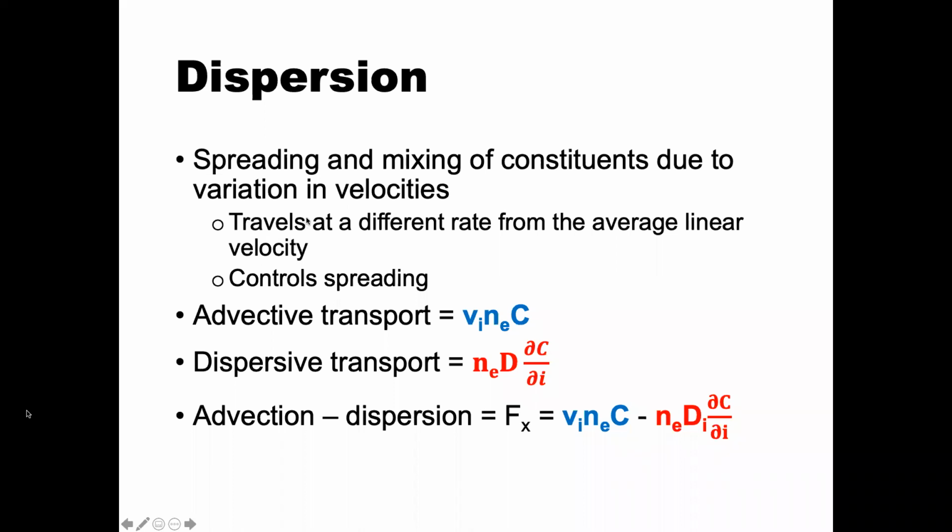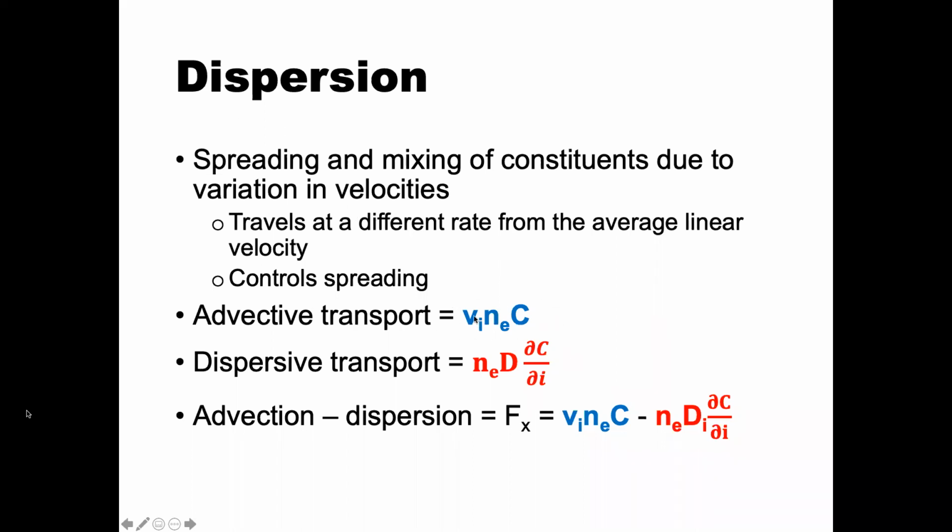We know that water does not travel at the average linear velocity. It travels at many different rates moving through there. Now, depending on your system, depending on how many different rates you have, is going to control the spreading of your system. So we can say here, you can have advective transport, because it's being moved. Something has to be mixing it, and then how that actual mixture is taking place is the dispersion that goes along with it.